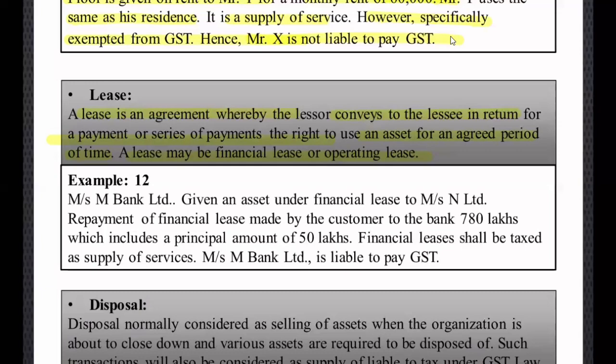Example. M Bank Limited has given an asset under financial lease to N Limited. Repayment of the financial lease made by the customer to the bank is 780 lakhs, which includes a principal amount of 50 lakhs. Financial lease shall be taxable as a supply of service. M Bank Limited is liable to pay GST. Correct? Yes, everybody.